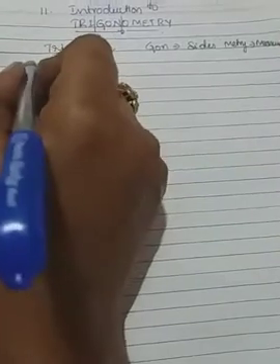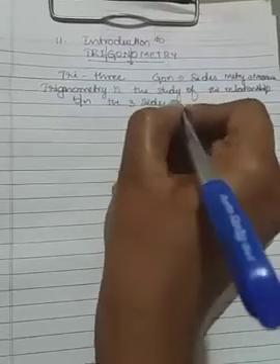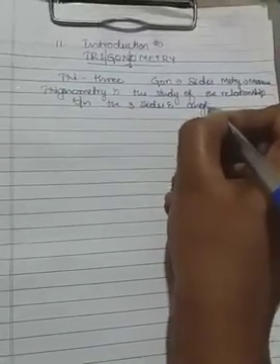Write down the definition of trigonometry. Trigonometry is the study of the relationship between the sides, three sides, and angles of a triangle, which has three sides in geometry. You know that it is nothing but a triangle.